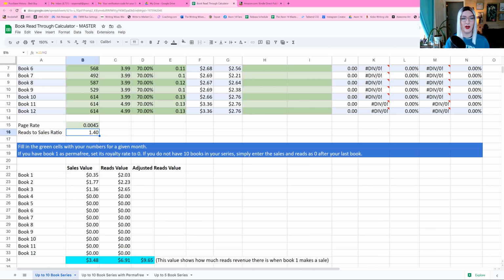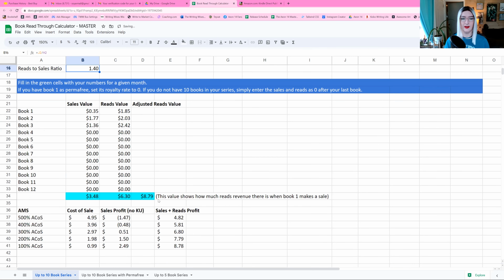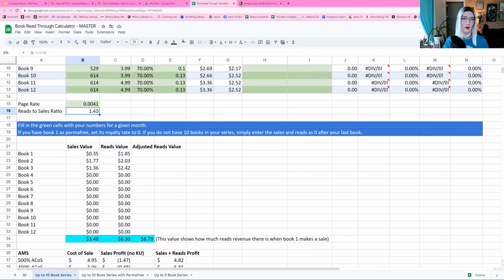And then the last thing you can change is you can put in the current rate, which right now is 0.0041. And that tells you what the numbers can be. So 0.0041 brings us down to $8.79, whereas the number that I think I had in here before, 0.0045, is $9.65. So it is substantial across all of your read through. It's about a $1 difference that a nicer page rate makes versus the low page rate we have at the time I'm recording this.